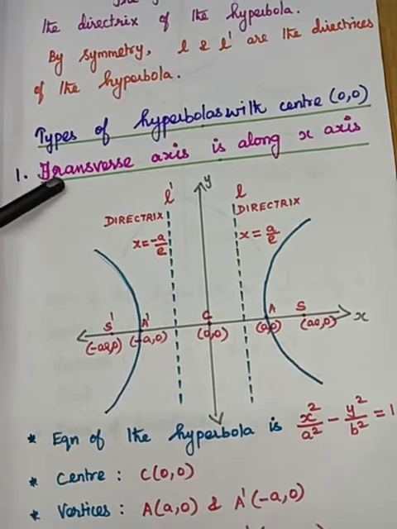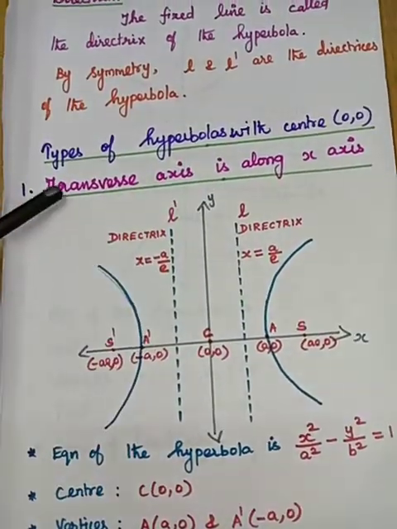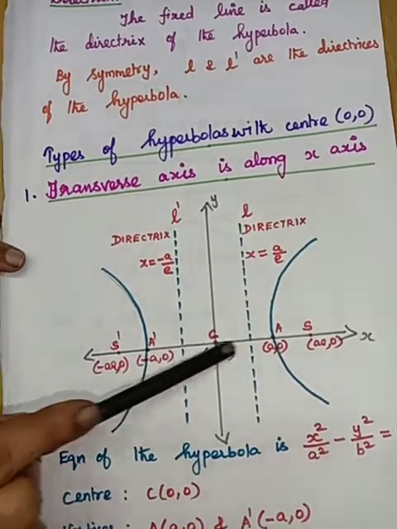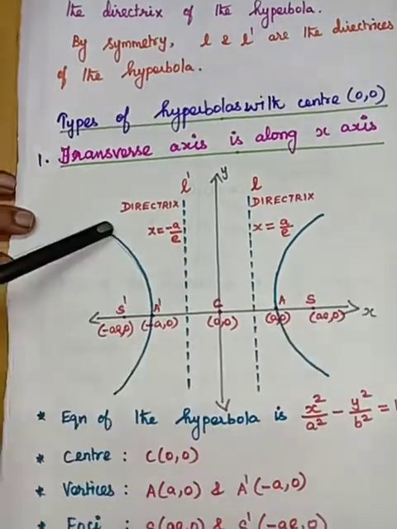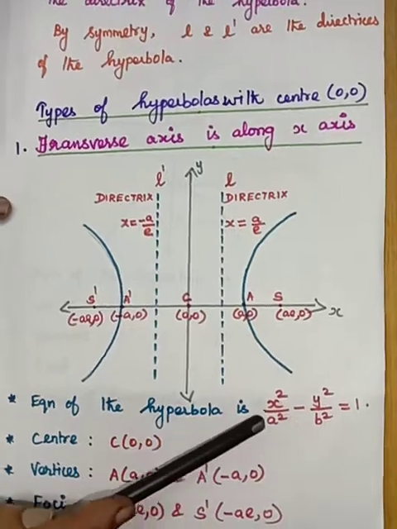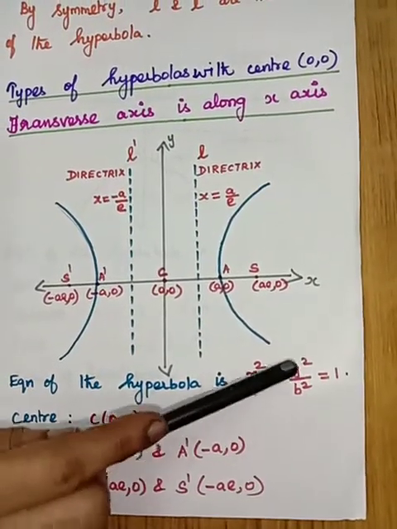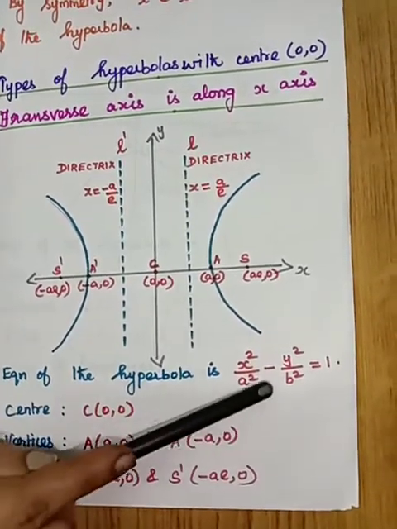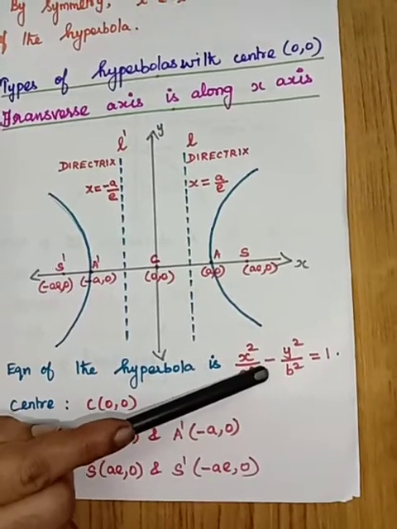Okay, see that the transverse axis is along the x-axis. What is the transverse axis? A'A, which is along the x-axis. The hyperbola will be like this, whose equation is x squared by a squared minus y squared by b squared is equal to 1. For ellipse, here it will become plus. For hyperbola, here you will have minus.